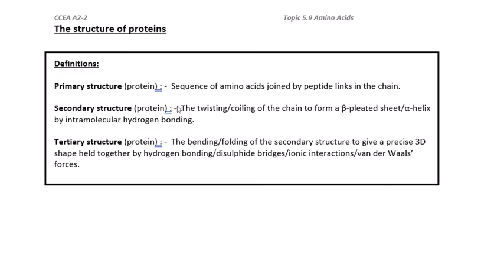The structure of proteins you'll be familiar with from your biology. There are three levels of structure. Primary structure is basically the sequence of amino acids, joined by the peptide links. The secondary structure is the twisting or coiling of the chain to form beta pleated sheets and alpha helices, held together by hydrogen bonding. And then the tertiary structure is the bending or folding of that secondary structure to give a precise 3D shape, held together by hydrogen bonds, disulfide bridges, ionic interactions, and van der Waals forces.